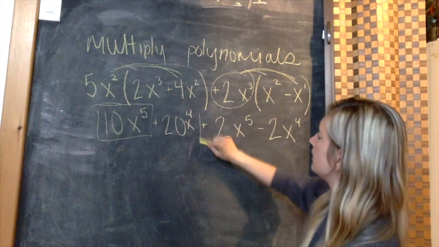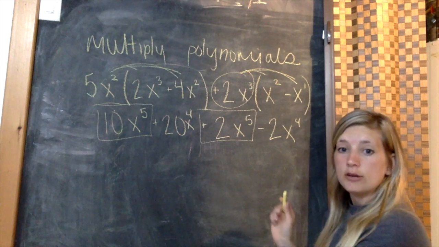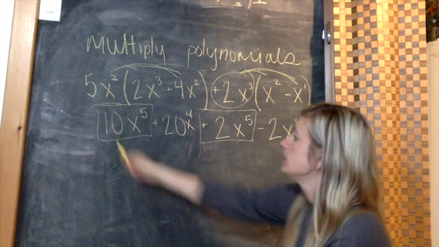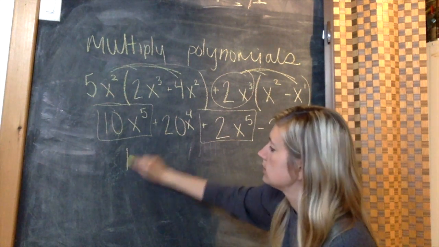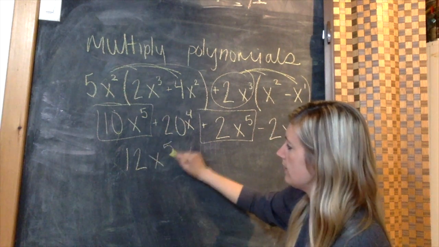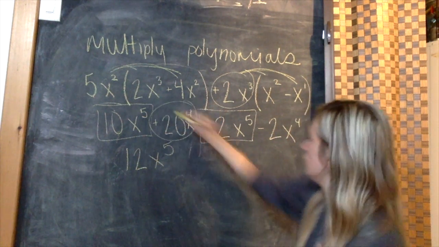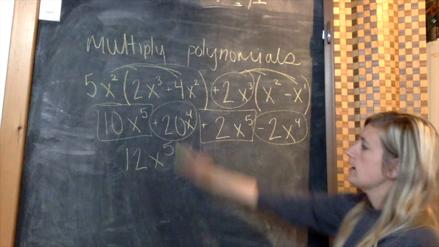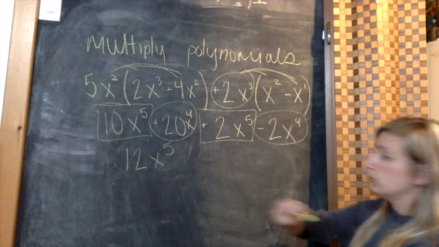All right, so I have x to the 5th, x to the 5th. Now I'm going to put those coefficients together. So I have 10 and 2, so 12x to the 5th. And then I have x to the 4th, so I have 20 minus 2, which is 18.